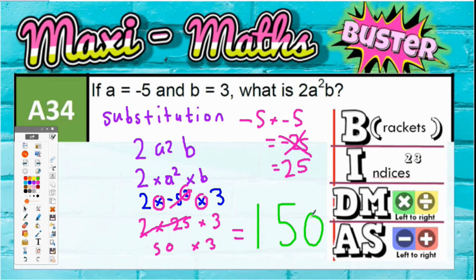You could easily get the wrong answer to that if you forget to do your 2 negatives to make a positive, or if you do things in the wrong order. So you've got to make sure you do things in the correct order according to the rules of BIDMAS.